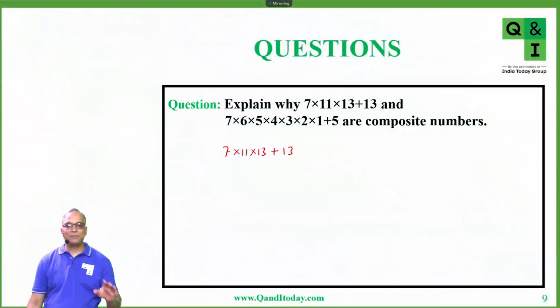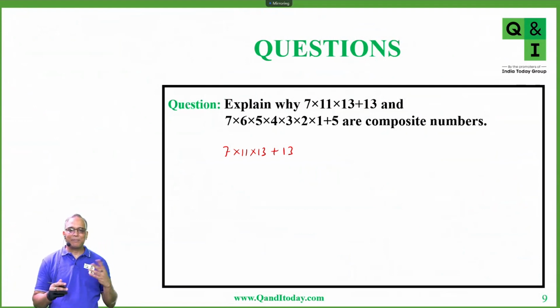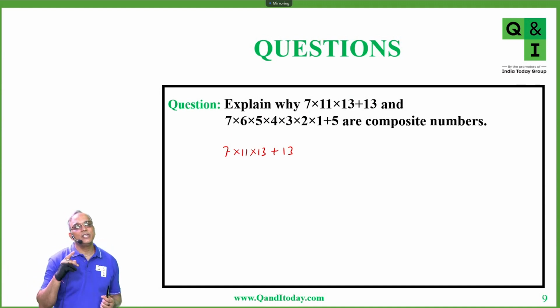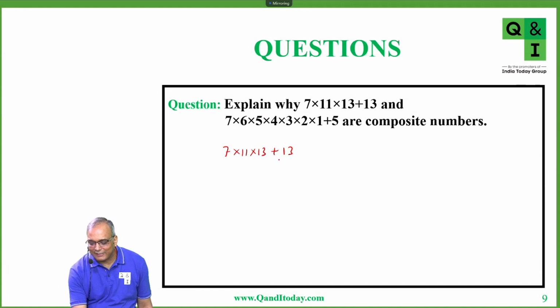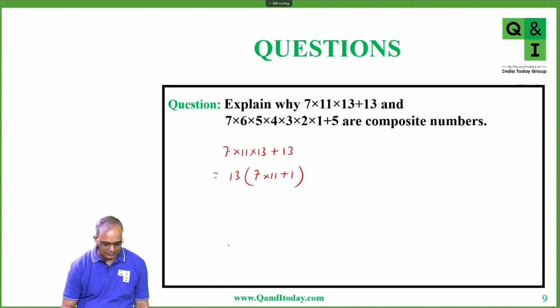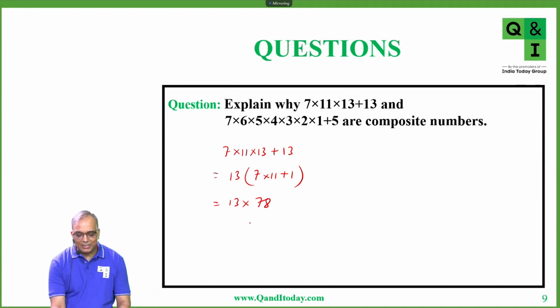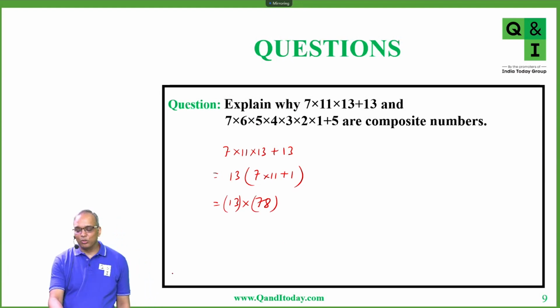The thing which you explained was an elaborate explanation. But before that also you can say, what are prime numbers? Let's understand the definition of a prime number. Prime numbers are those numbers which have only two factors, one and the number itself. Now, in this 7 into 11 into 13 plus 13, if you take 13 as common, you have 7 into 11 plus 1. Now, this is 13 into 78, right? So this number, students, has two factors, and many more factors, obviously.